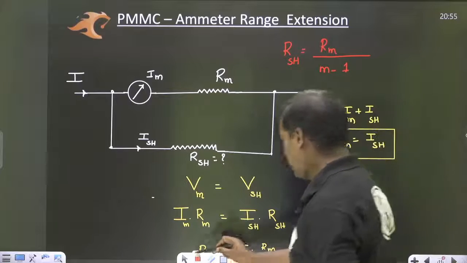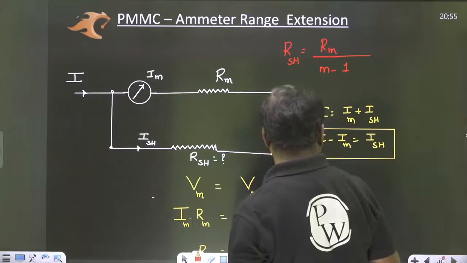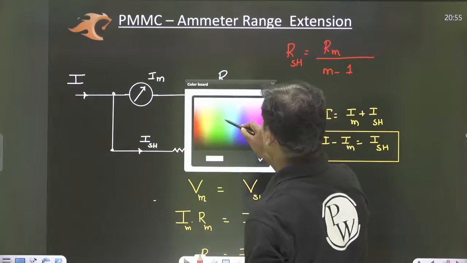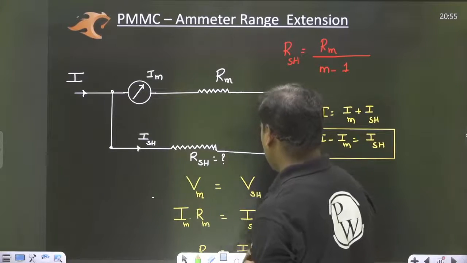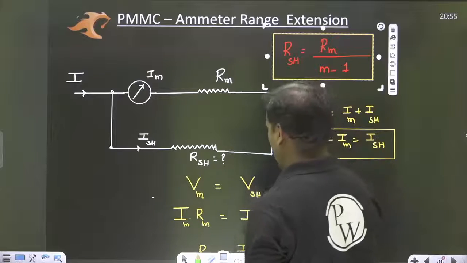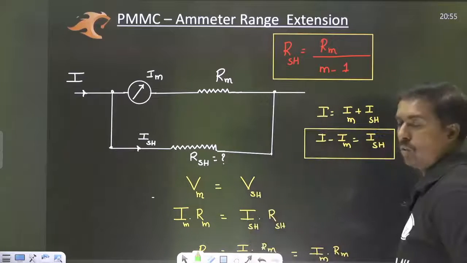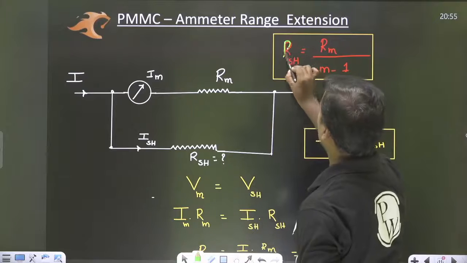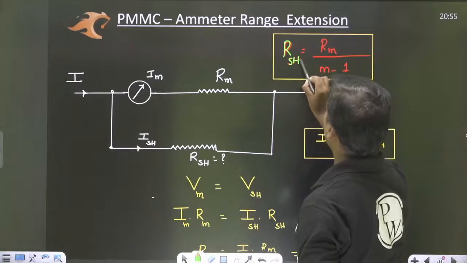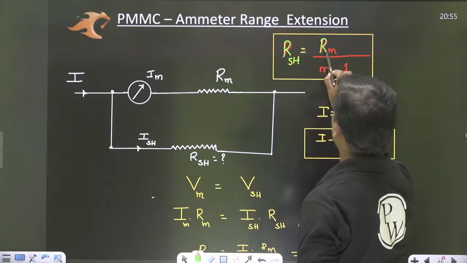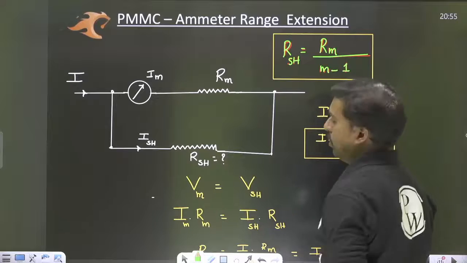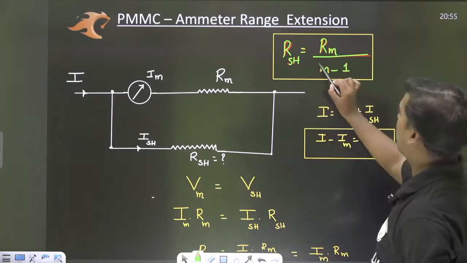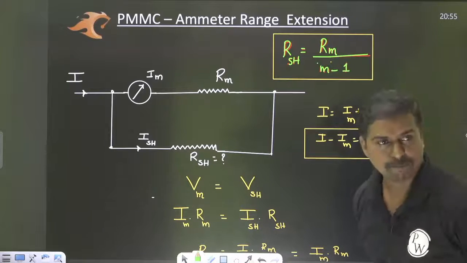Okay. RSH is equal to Rm by M minus 1. So you can remember the RSH equal to Rm whole divided by M minus 1, where this M is what we call as multiplying factor.